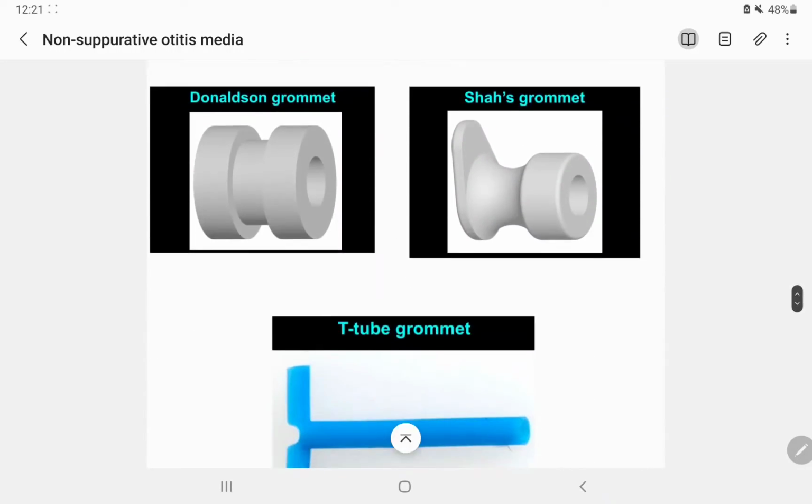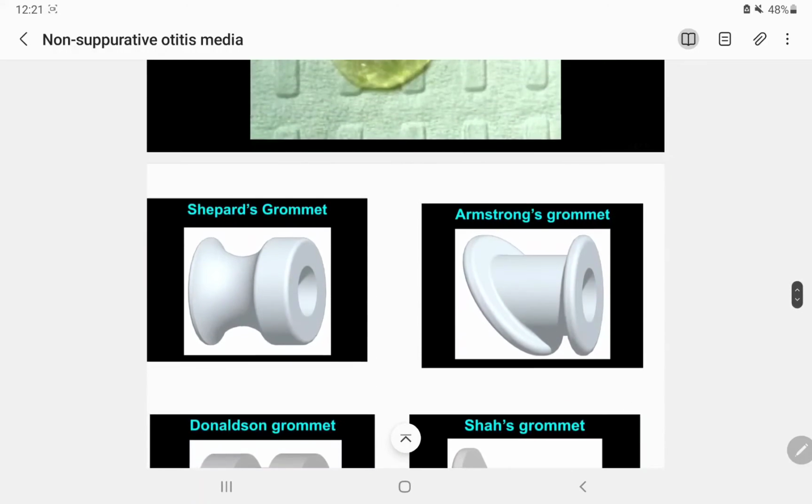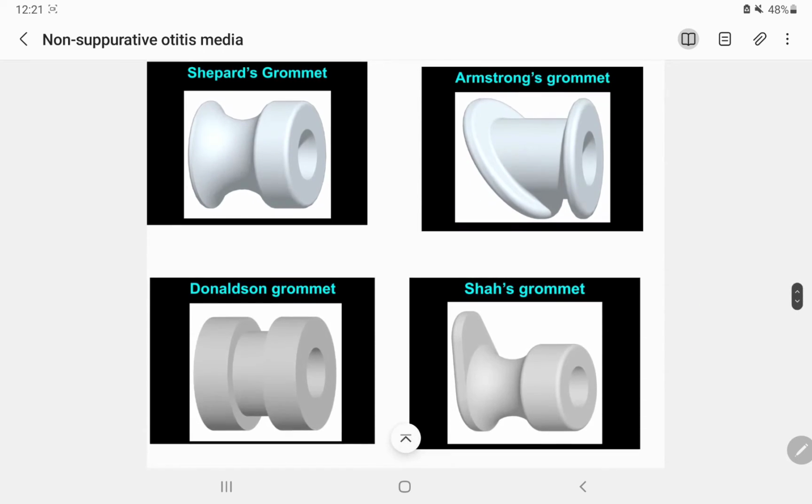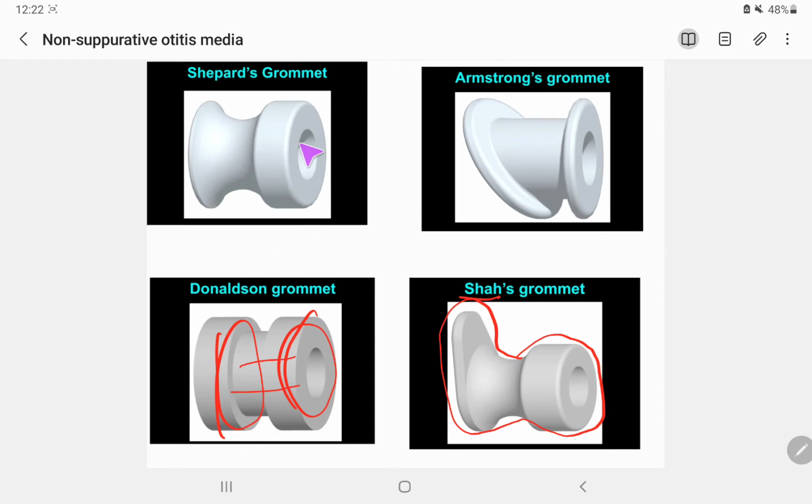So now let's talk about some types of grommet. Okay, so there are so many types of grommet, out of which there are Shepherd's grommet, the donut like, it's a normal type of grommet, sorry for my drawing. And then this is Armstrong's grommet, Shepherd's, Armstrong's, Donaldson, and Shah's. Okay, Shah's, I have seen it so many times on the internet, right? It's like a shoe, so Shah. And then Donaldson means it's like a donut.